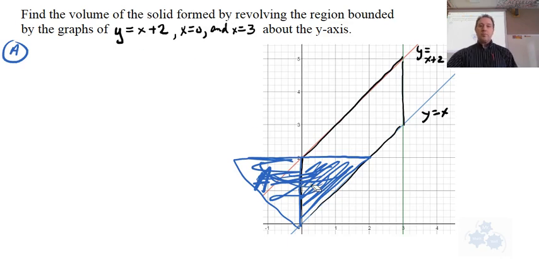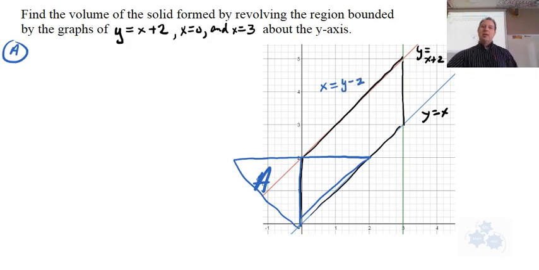So we're revolving it around the y-axis, and so that means that I have to change each of these functions into x equals. So what's this going to be? X equals what? Y minus 2. This one is going to be x equals y, right? And of course, this line here for later is going to be x equals 3. Of course, it already is x equals 3. So we'll keep that under our hat.